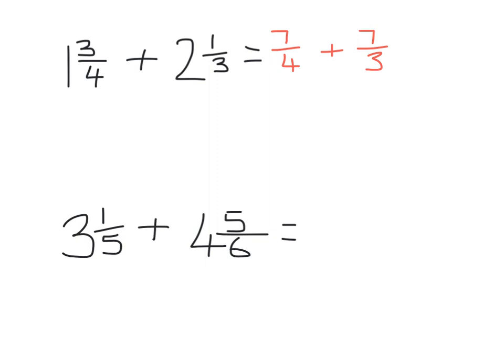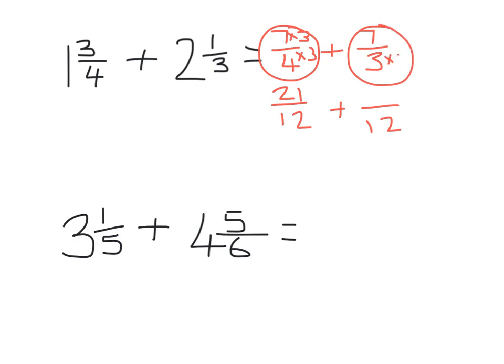Now when we add fractions, we need to have the same denominator. That means that I need to get these denominators to become 12. I multiply this fraction by 3, so I multiply the 7 by 3. That gives me 21. I multiply this fraction by 4, so I multiply this one by 4 as well, giving me 28. So 21 add 28 is 49/12. If you can simplify at this point, then simplify.